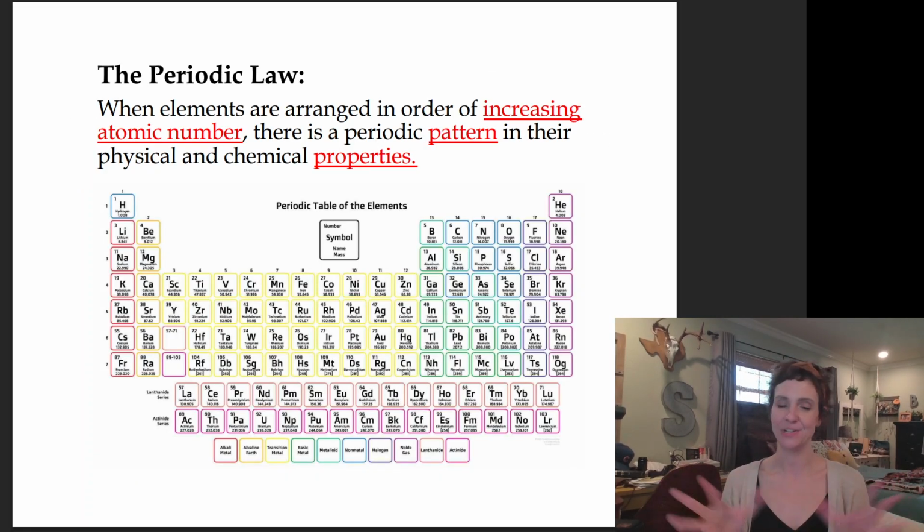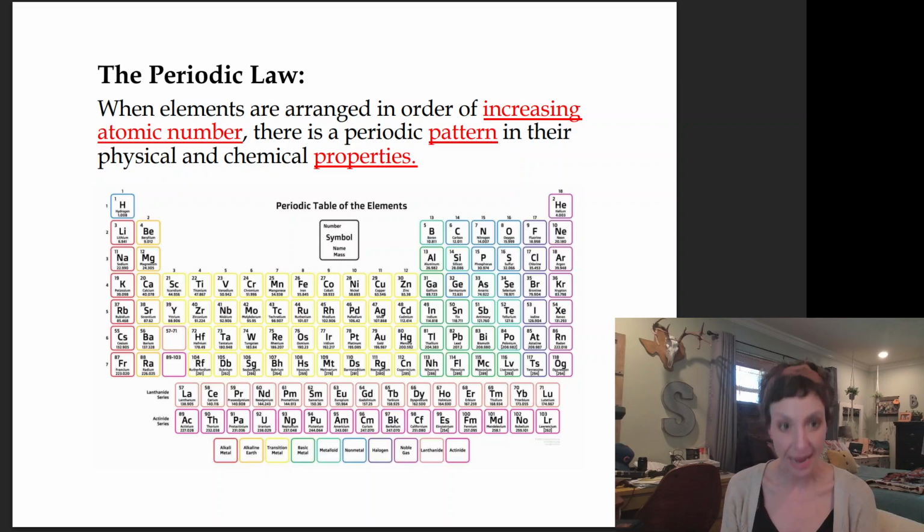Okay, so this brings us to the heart of Unit 4, the periodic law. That states when elements are arranged in order of increasing atomic number, meaning counting protons 1, 2, 3, 4, 5, 6, etc., there's actually a periodic pattern in their physical and chemical properties. So a pattern is when you see something repeat over and over and over again. So basically what the periodic law says is if I move left to right, like I'm reading a book down my periodic table, I'm going to start seeing some repeating patterns within each row. Okay, so this is the periodic law.